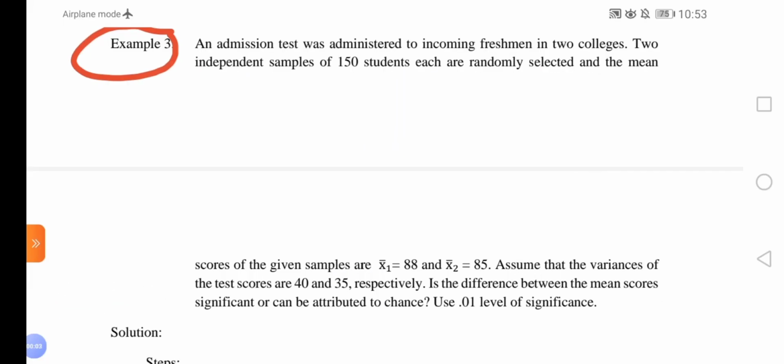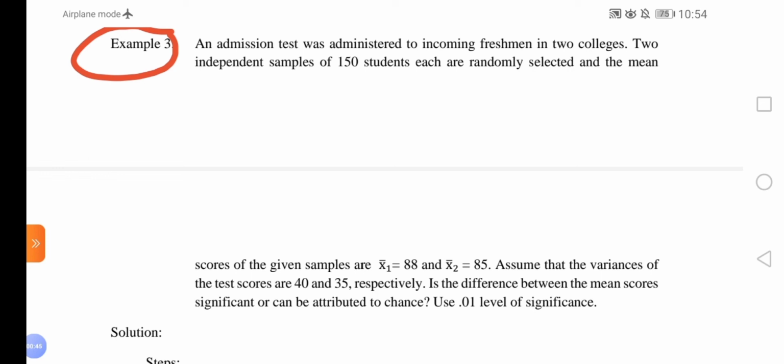Let's proceed with our last example. An admission test was administered to incoming freshmen in 2 colleges. 2 independent samples of 150 students each are randomly selected, and the mean scores of the given samples are sample mean sub 1 equals 88 and sample mean sub 2 equals 85. Assume that the variances of the test scores are 40 and 35 respectively. Is the difference between the mean scores significant or can it be attributed to chance? Use 0.01 level of significance.